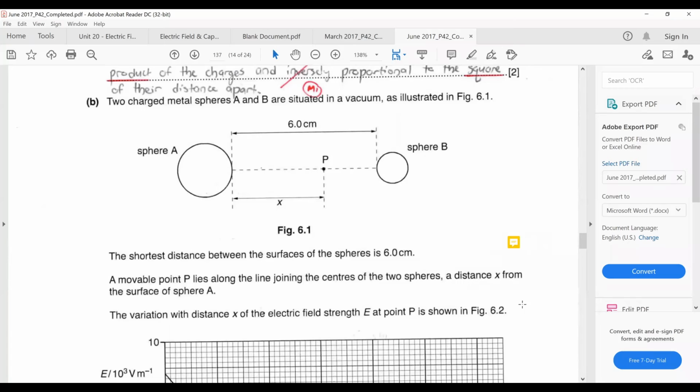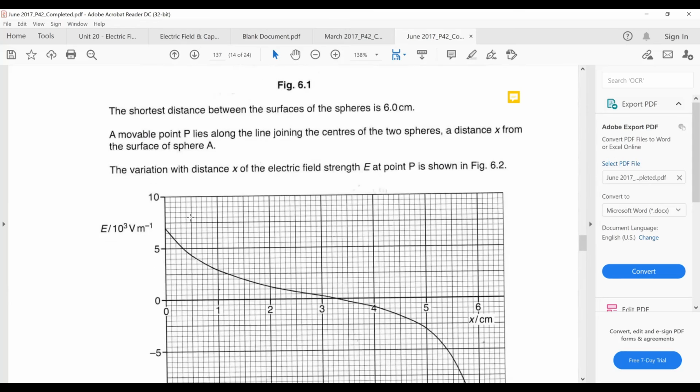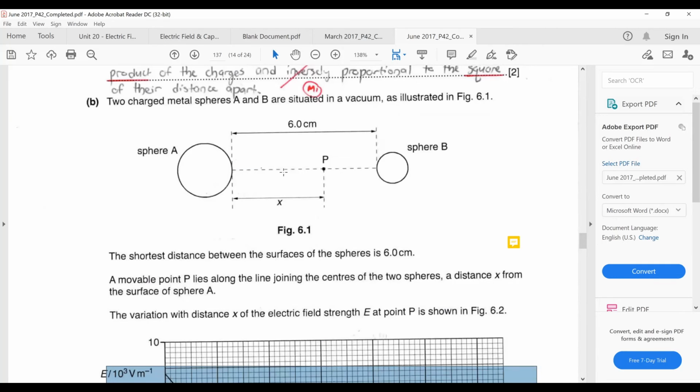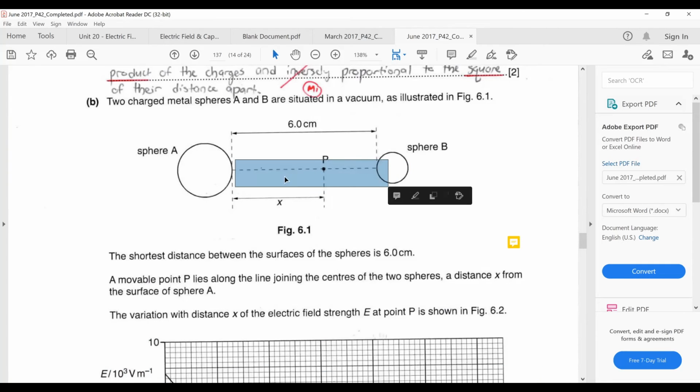Okay. Now this one, they did not give you the sign of the charge. You don't know whether it's positive or negative, positive positive, or negative negative. But what they just told you is that the graph looks like this. Now this graph that you get is actually the resultant electric field strength from sphere A to sphere B. Whatever graph you got here is actually the combined effects of A and B already.